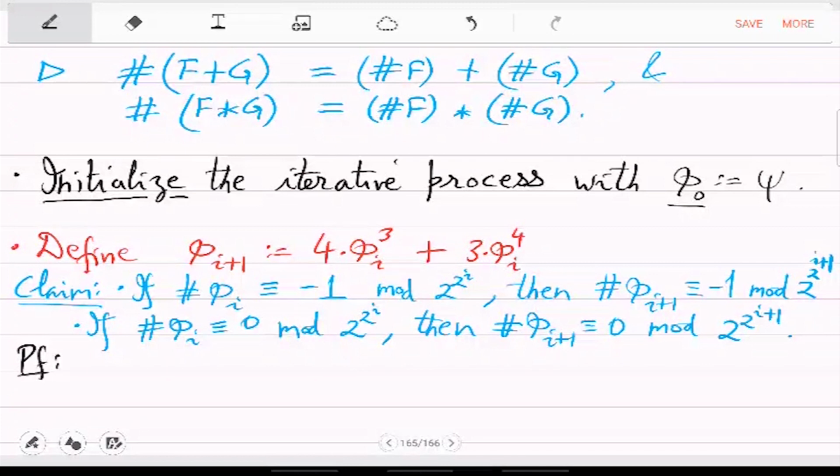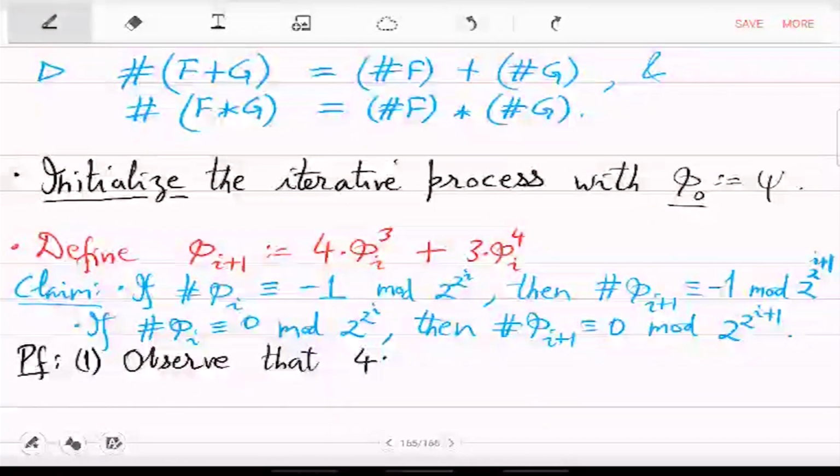Simple modular arithmetic. So this formula is an inspired formula. You cannot come up with this formula directly. It's actually reverse engineered. But once I give you the formula and the claim, then it's easy to prove, which is as follows. So observe that four times minus 1 plus 2 raised to j, q cube.